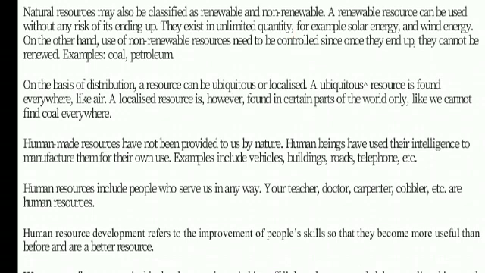On the basis of distribution, a resource can be ubiquitous or localized. A ubiquitous resource is found everywhere, like air, whereas a localized resource is found only in certain parts of the world. Like, we cannot find coal everywhere.